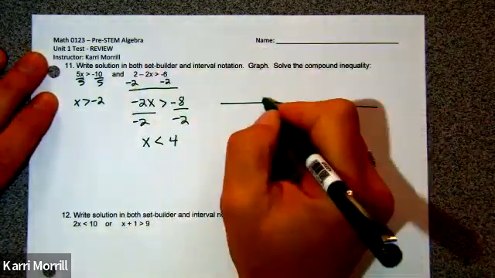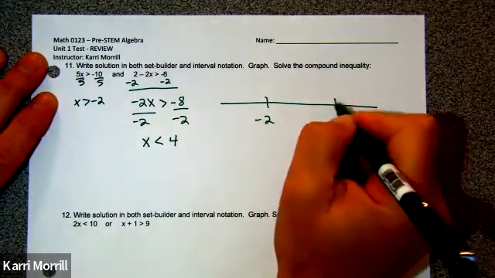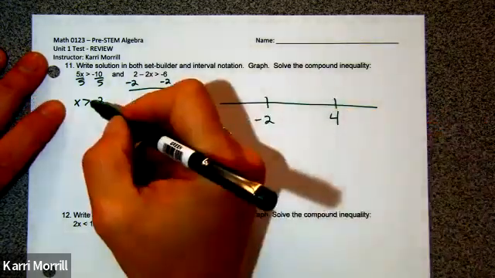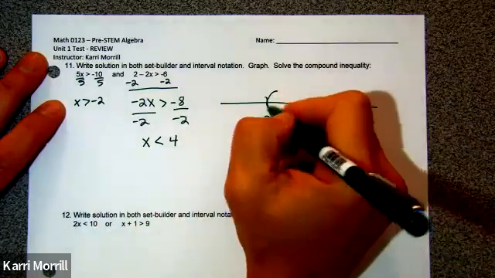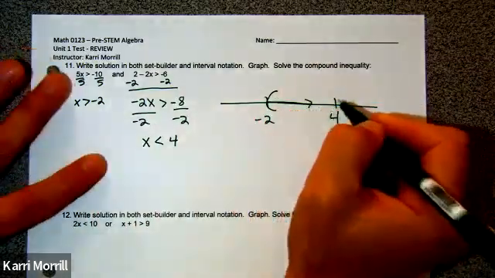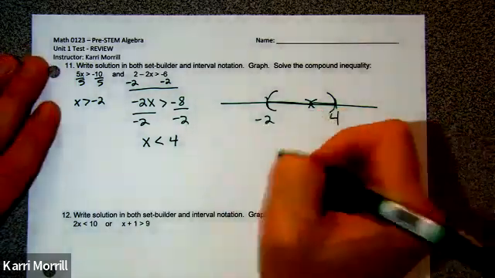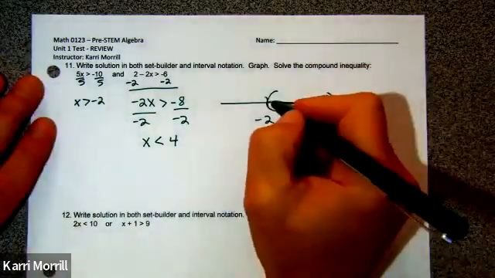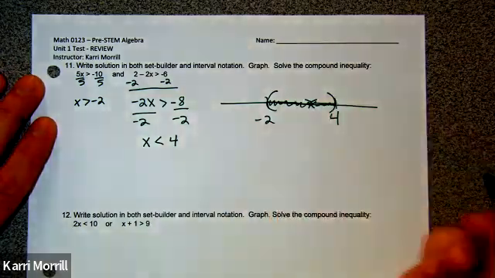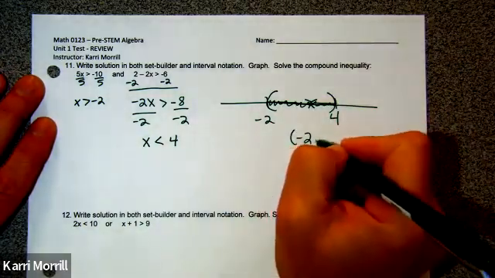So for interval notation, if x is greater than -2, we point that way. If x is less than 4, we point that way. So remember your ands share solutions, so they share all this space in between. So interval notation would look like this.